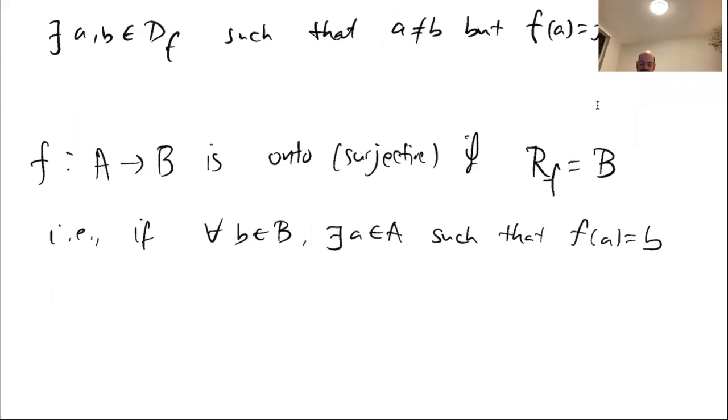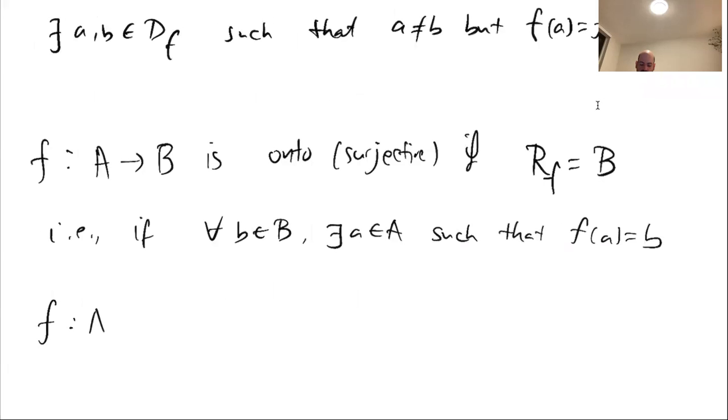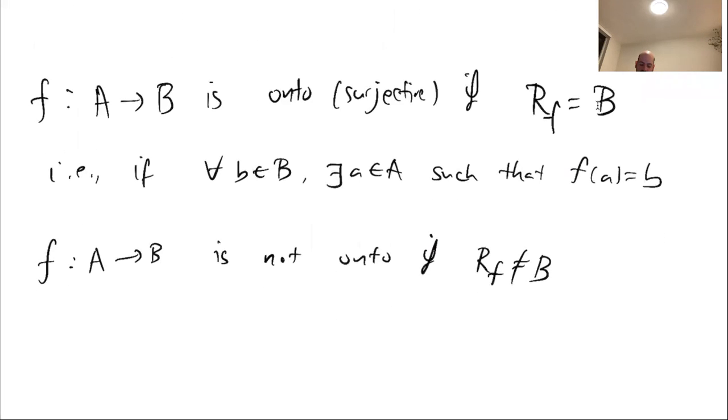And when can I say that it's not onto? So f from A to B is not onto if the range of f is not equal to B. Remember, the range is always a subset of the codomain, so that direction always holds. However, the codomain may or may not be a subset of the range. If it's not, then we say the function is not onto.